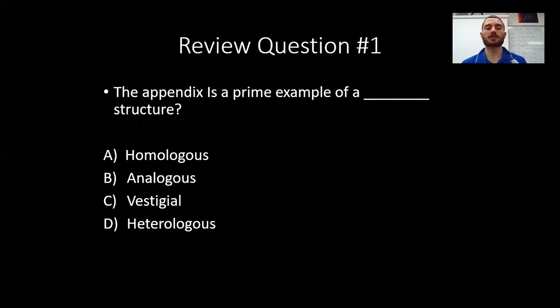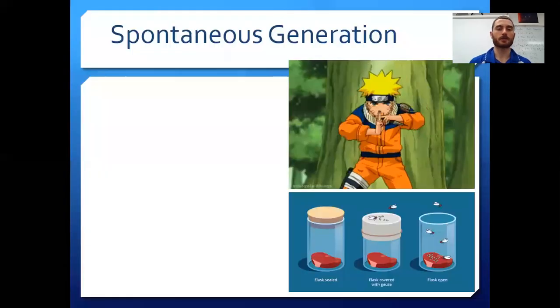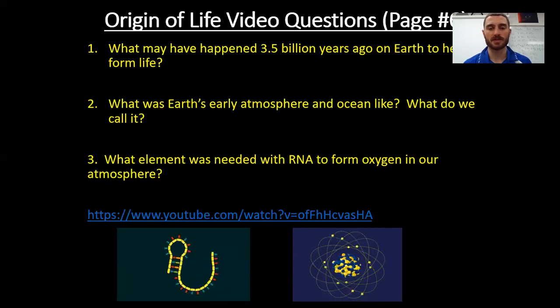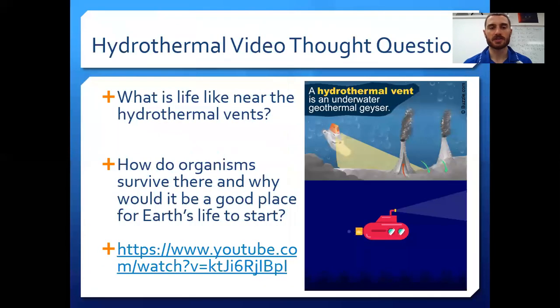Okay, question. The appendix is a prime example of a structure. A, homologous, B, analogous, C, vestigial, or D, heterologous. The correct answer is C, vestigial, because we're talking about structures we no longer use. I've already discussed this, no worries. We've already done this on your own as well. Again, you were to only write what was in red. Don't ignore that last slide.